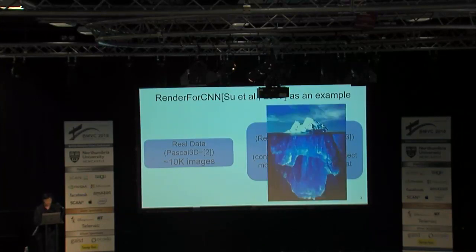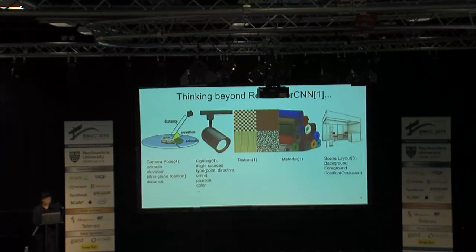But 2.4 million is just the tip of the iceberg from virtual worlds, or I would say a ping pong ball at the top of the iceberg, because for an iceberg, the underwater part is around 90%, while we can generate much more. There are numerous parameters that turn a virtual scene into a static image. For example, camera pose: we have azimuth, elevation, tilt, and distance, and the same for lighting, texture, material, and scene layout. So suppose we simply sample 1,000 possibilities of each parameter listed. Would you like to guess how many images we can generate?